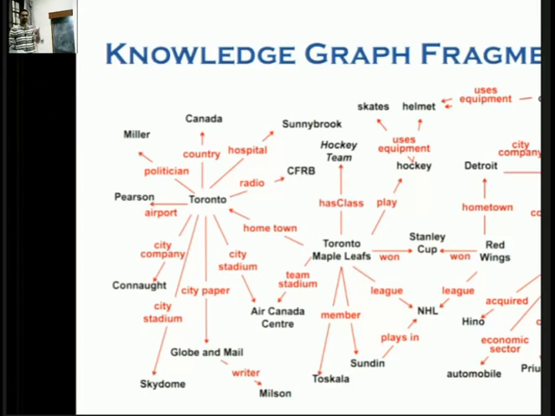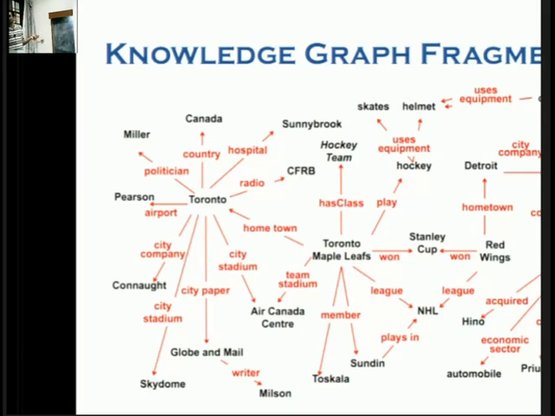Yeah, exactly, right. So Red Wings, you can infer that because both of them have participated in the Stanley Cup. And you know what Toronto Leafs is. It's a hockey team. So you can also say that Red Wings is also a hockey team. Right, so similarly, you see this graph can just go to different dimensions, right? So there is Red Wings, and until here we were all talking about sports.